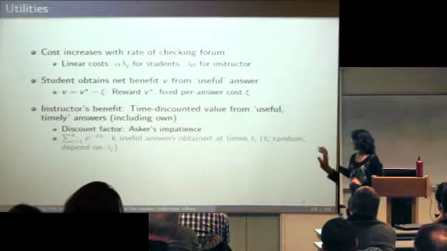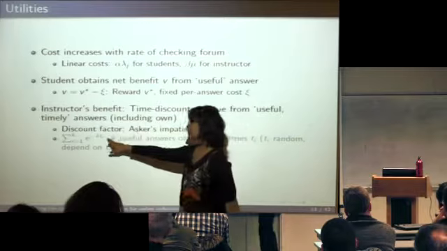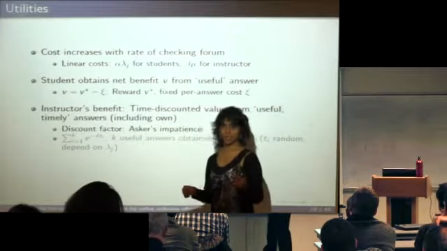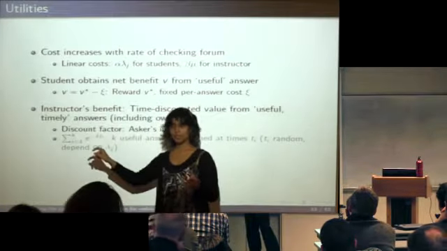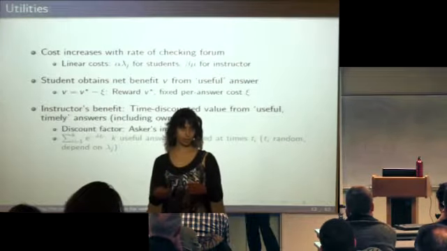I want to just point out a couple of things quickly. The times at which these answers are received are random variables, because remember that people are checking the forum at random times. The number of answers that's received is also going to be a random variable. It depends on how many people manage to arrive before the instructor arrives and closes the question.